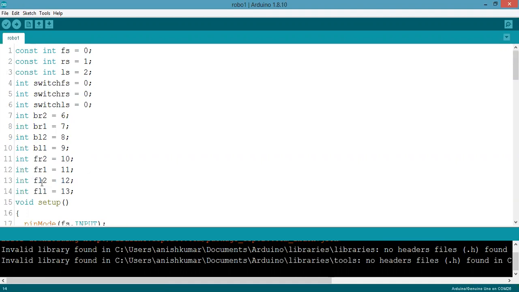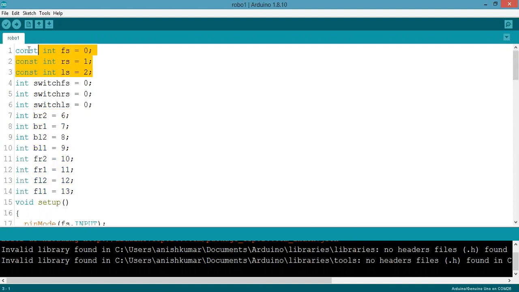Front left motor 1, 2, right motor 1, 2. Each motor consists of 2 pins, so totally 8 pins are there. Back left motor 1 and 2, back right motor 1 and 2. So these are called motor pins. I am initializing them as variables of type integer.